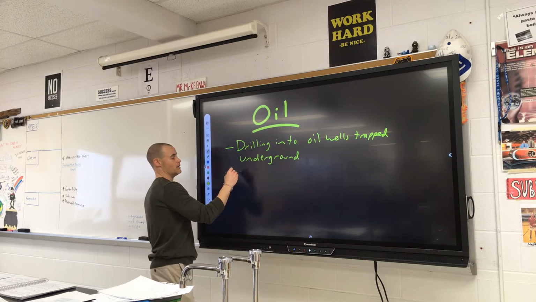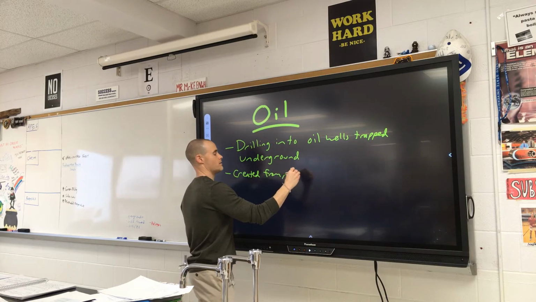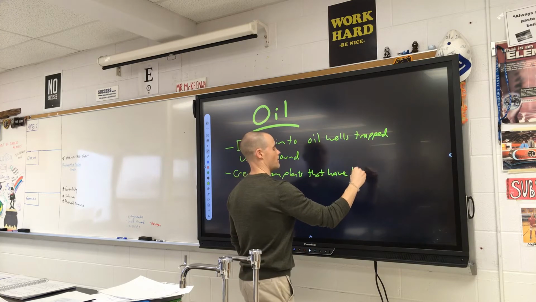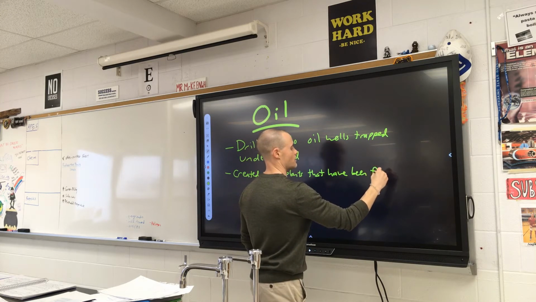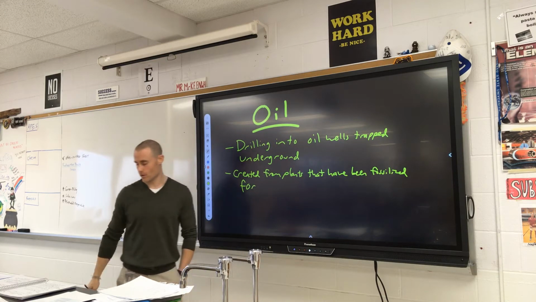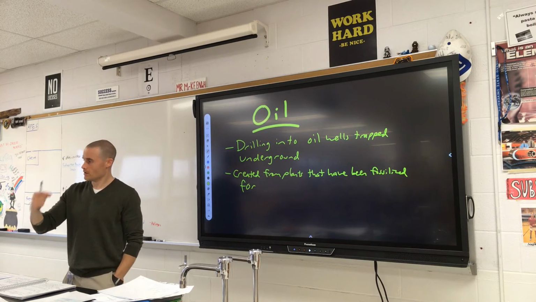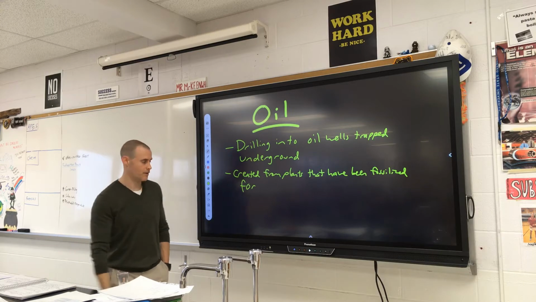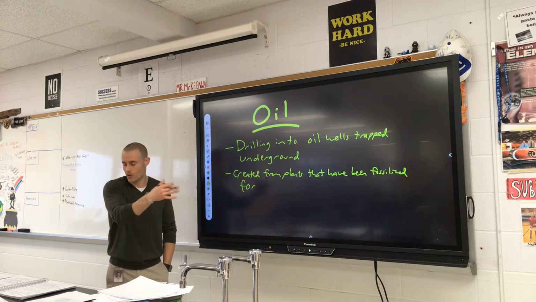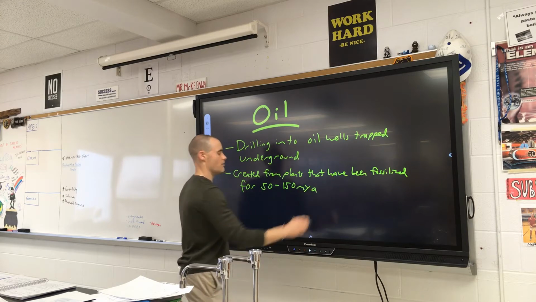So oil is created from plants that have been fossilized, we'll say, for what's the time frame for oil? Coal is like 300 million years. I got 50 million or older. I have from 50 million to 150 million, so around 100 million. If you can remember, 100 million for oil, 300 million for coal. Just know coal's a lot older. For 50 to 150 MYA, million years ago.